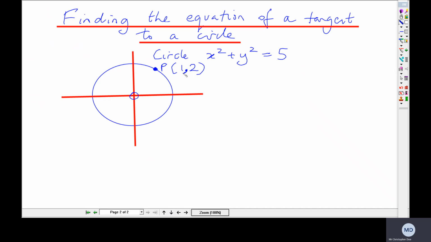Say the question said, for part A, explain how we know that 1, 2 or point P is on the circle. How would you explain 1, 2 is on the circle? I know I've drawn it on, but let's just say the question said, is 1, 2 on the circle? Yes or no? I'm saying yes, it is, but why? So talk to the person next to you for 30 seconds. How do I know 1, 2 must be on the circle and not just above it and not inside it? Why is it on it? 15 seconds.